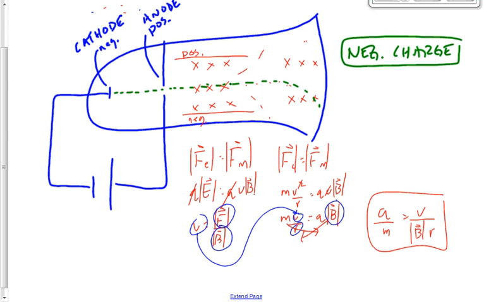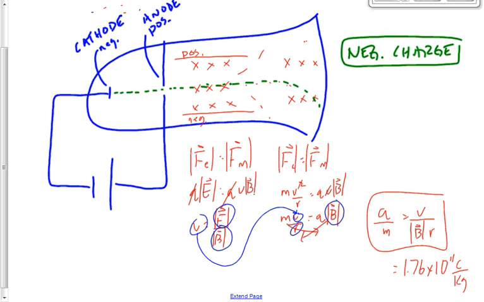The charge to mass ratio. What did he find about that charge to mass ratio? What was special about that number that he found? It was really big. Its value was 1.76 times 10 to the 11 coulombs per kilogram. That was bigger than any other charge to mass ratio ever found.